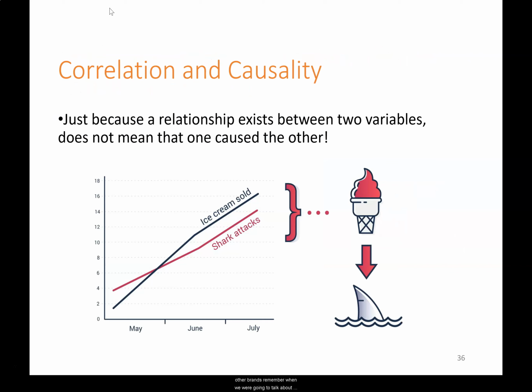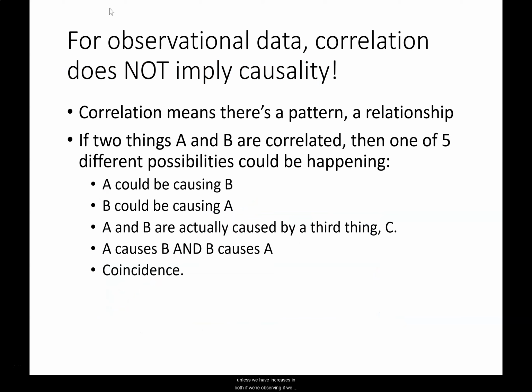Remember when we were going to talk about correlation and causality? Correlation. Just because we have a relationship existing between two variables does not mean that one is causing the other. Humorous cartoon shown here, we have an increase of ice cream being sold and an increase of shark attacks. So does that imply that ice cream causes more sharks to attack? No. We're looking at summer months where more ice cream is being sold and more people are going to the beach where the sharks are. And thus we have increases in both. If we're collecting data through observation, we cannot make a claim about causality.